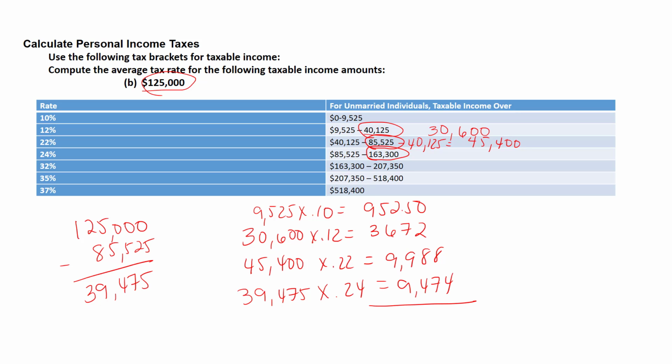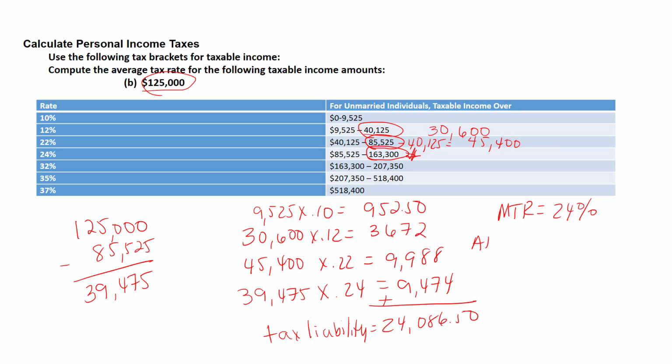Then we add these together, and we have $24,086.50 is our tax liability. So what is our marginal tax rate? If we made $125,001, it would fall in this bracket. So our marginal tax rate is 24%.